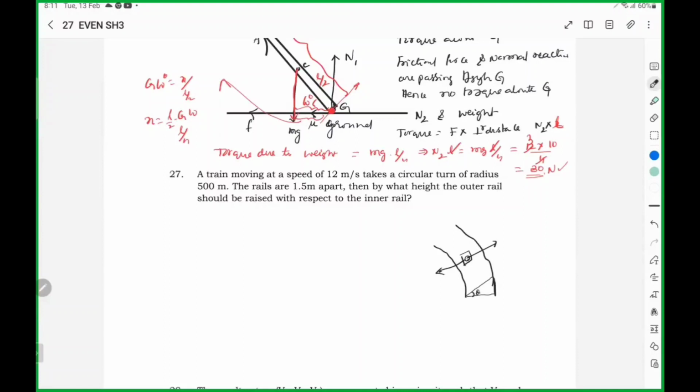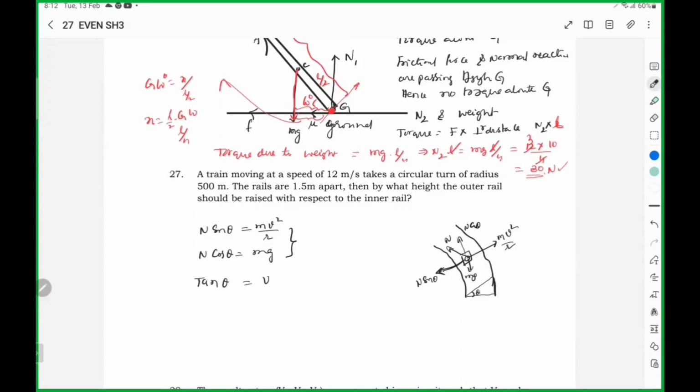Here it is. This is the normal reaction. Here it is N cos theta, which balances mg. Here it is N sin theta. This is the necessary centripetal force, that is N sin theta. And N cos theta is mg.